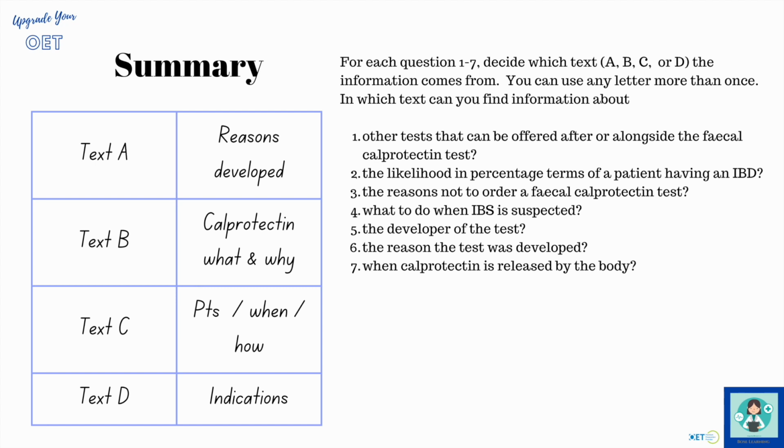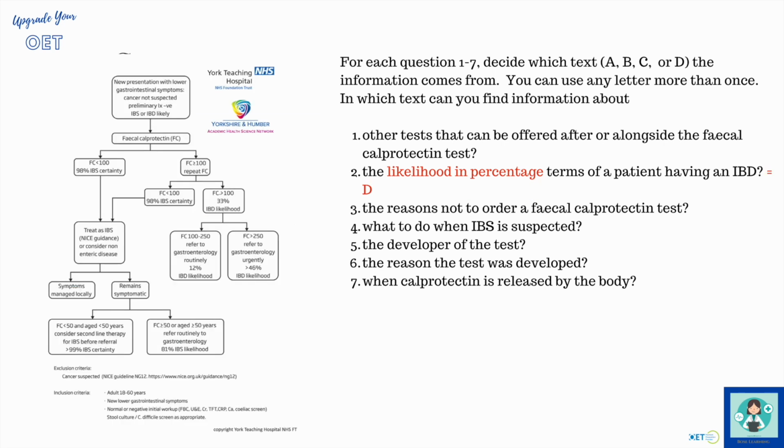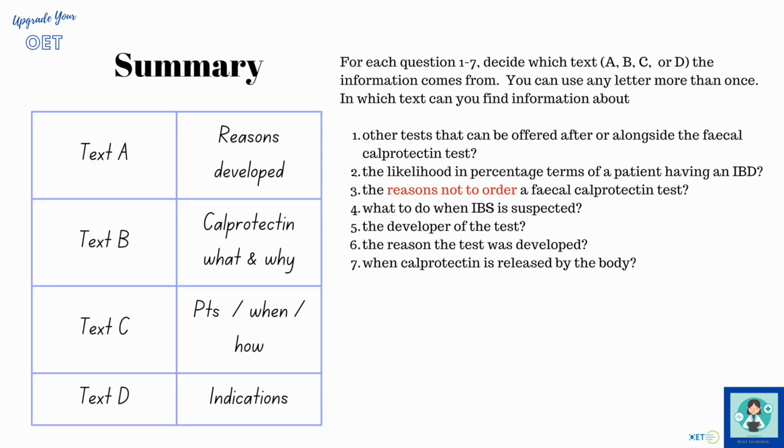Okay, number 2, what's your keyword? It's the likelihood in percentage terms of a patient having an IBD. Which one do we think that is in? It's probably indications. Remember, there was lots of numbers, figures there, and then telling us what to do. So let's check the percentage of a patient likely to have an IBD. It tells you here. So 12%, 46%, etc. So it's text D.